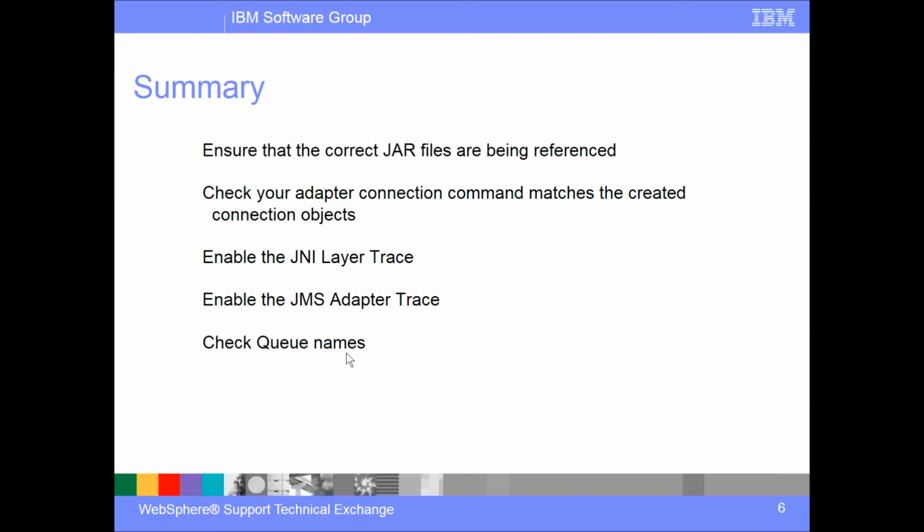Enable the JNI layer trace in the dtx.ini file. Use the command server or Design Studio to execute simple maps and view the traces after each run. Enable the JMS adapter trace on the adapter command line with the verbose option if appropriate. Check queue names. Again, I stress that these can be case sensitive.